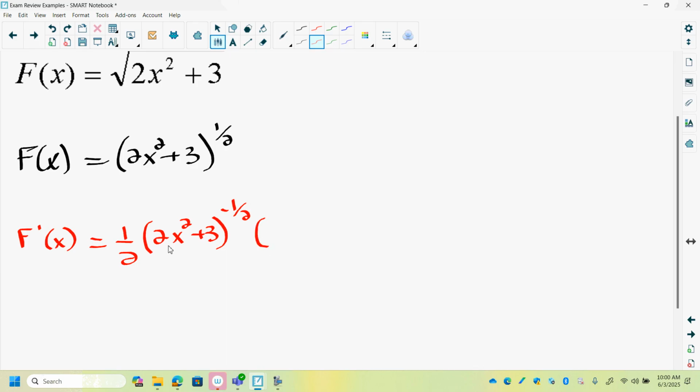And then I got to multiply by the derivative of what's inside the bracket. So right here, I've got the derivative of the outer function from the 1/2 to the negative 1/2. What do I write here? Not 2x, 4x. The derivative of 2x squared would be 2 times 2, 4, x to the first. The derivative of 3 would be 0.